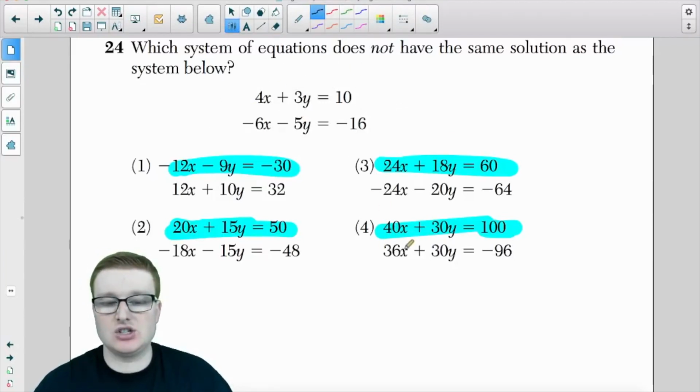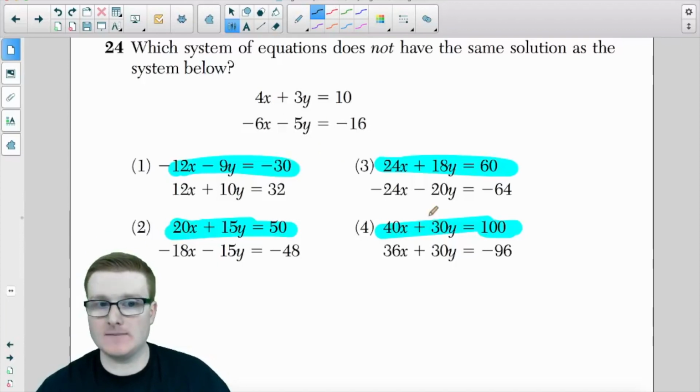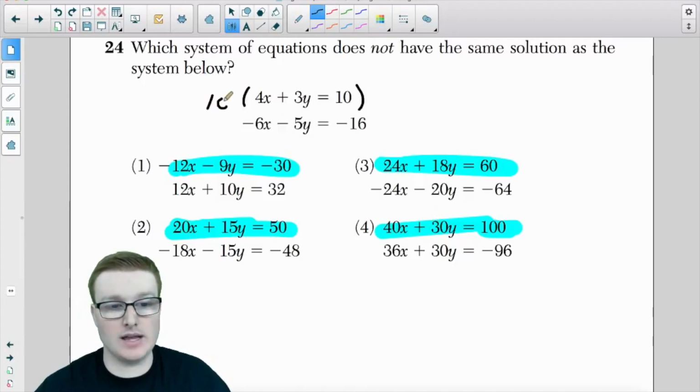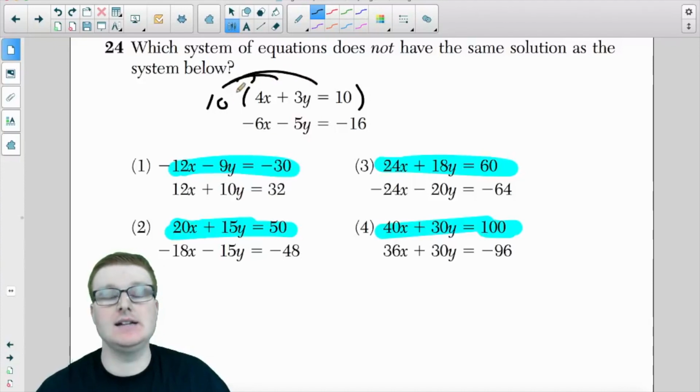Great. Let's try this one. 4 times what gives you 40? Well, 4 times 10 gives you 40. Distribute that 10. 10 times 4 gives you 40. Good. 10 times 3 gives you 30. Good. 10 times 10 gives you 100. Good. So that works as well.